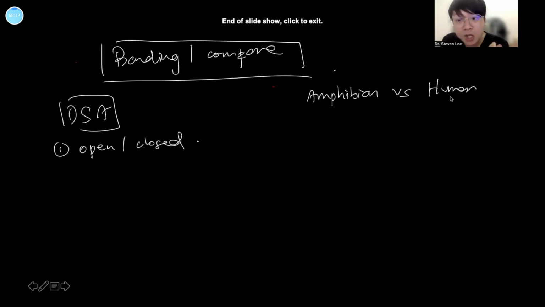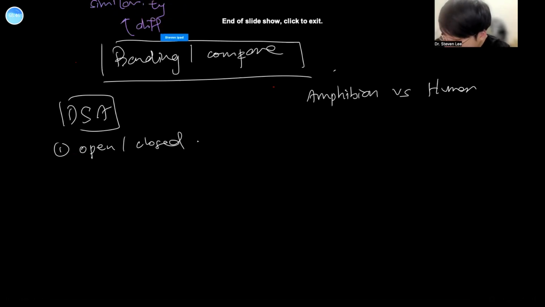So, for amphibian and human, both are closed. So it is already a persamaan, or similarity. When you do comparison, don't just do difference. This is very dangerous. Comparison, kalau dia cakap banding, you mesti kena buat similarity dengan difference. Dua-dua kena buat. So, in this case, my first similarity will be, both amphibian and humans have closed circulatory system.